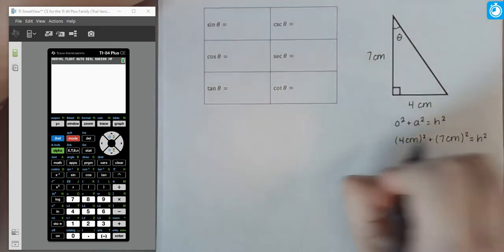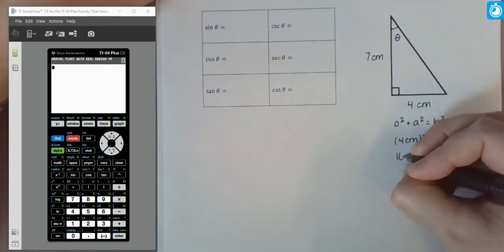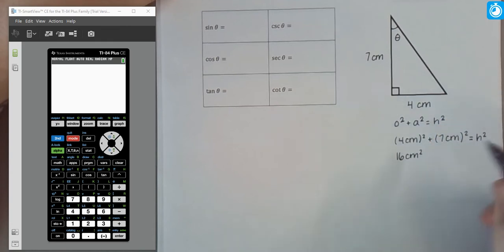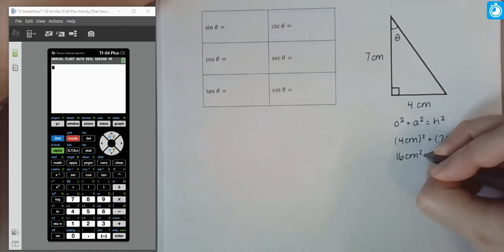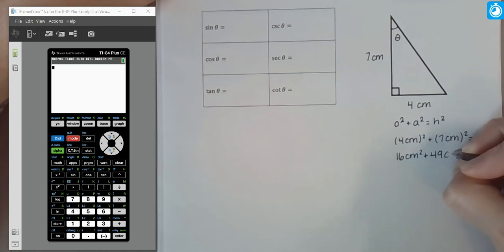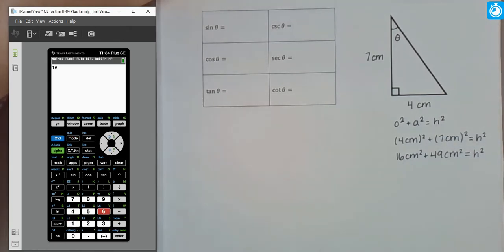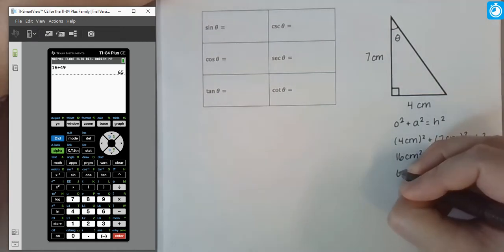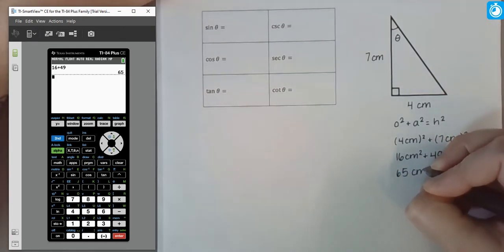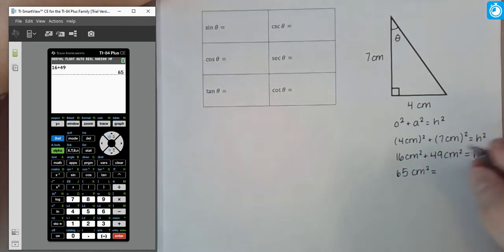Okay, so now we need to square. So that's going to be 16 square centimeters. Then 7 squared is going to give us 49, so 49 square centimeters. And that is equal to hypotenuse squared. So add these together, and if you need, use the calculator. The last thing you want is to make a mistake based on just arithmetic, so just verify. So 16 plus 49 is going to give us 65. So 65 square centimeters is equal to hypotenuse squared.